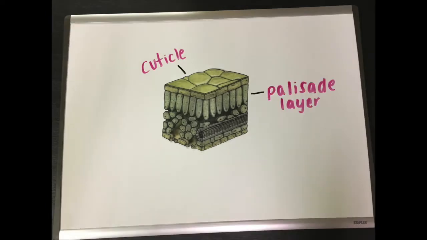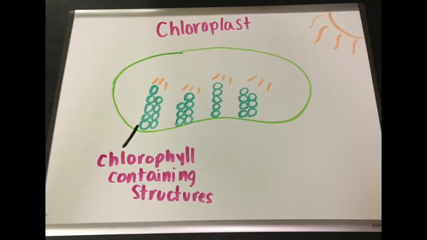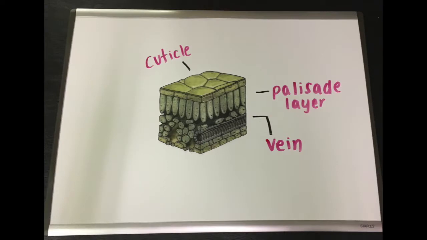Below the cuticle is a layer called the palisade layer, which contains chloroplasts. Within the chloroplasts are molecules called chlorophyll. Chlorophyll is a green pigment that absorbs light to create energy. Veins containing xylem and phloem run throughout the leaf to transport water and nutrients.